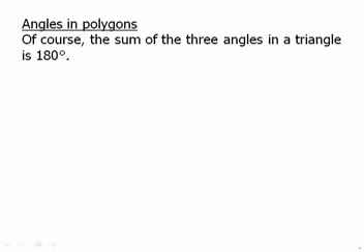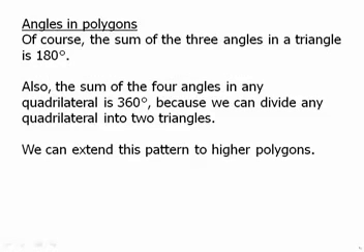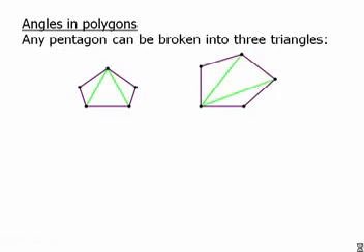Angles in polygons. Of course, the sum of the 3 angles in a triangle is 180 degrees. The sum of the 4 angles in a quadrilateral is 360 degrees because we can divide a quadrilateral into 2 triangles along a diagonal. We can extend this pattern to higher polygons.